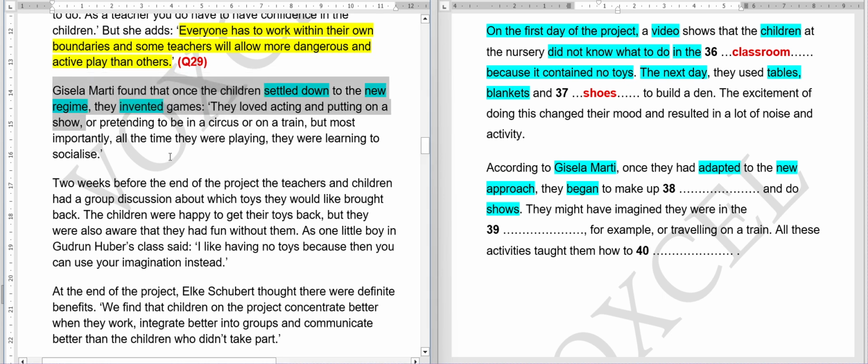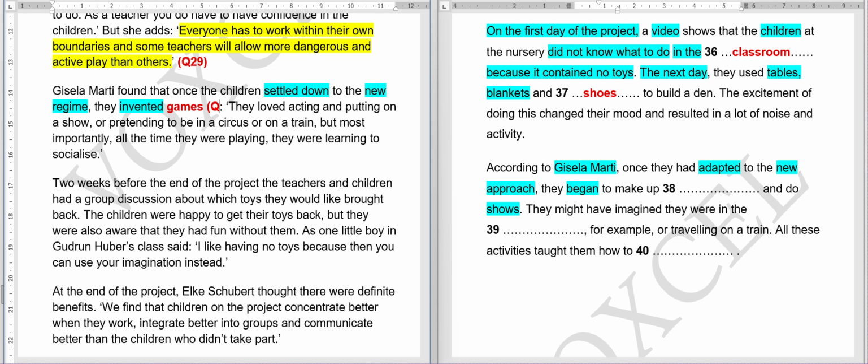So our answer is somewhere here. Now you have around 10 seconds to tell me the answer to this particular question, and the time starts now. Time's up, and the answer to this question is yes, games. I hope everybody was able to find this answer. This is our question number 38.